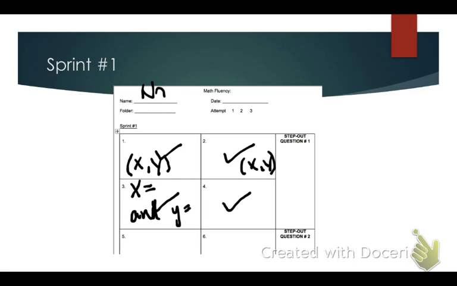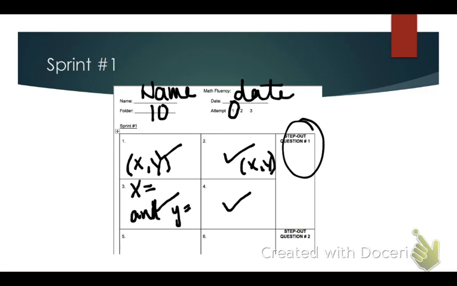Don't forget to put your name, folder 10, today's date, and which attempt. This is my first attempt. And as always, there'll be 2 step-out questions. These questions will relate back to a little bit from folder 9.